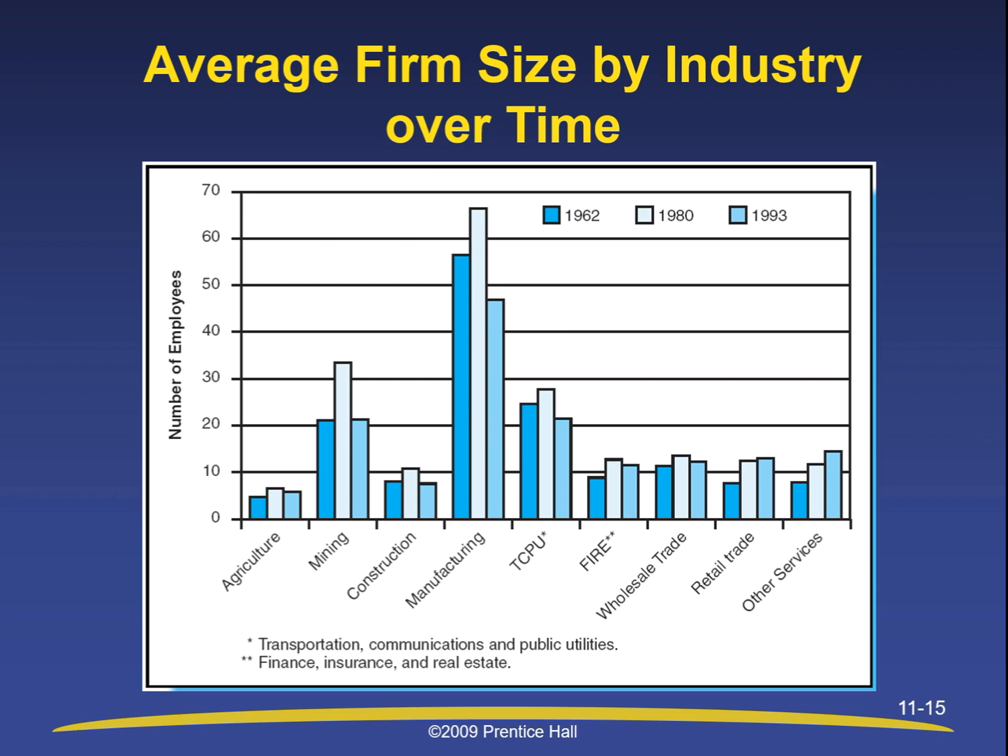On the bar chart, we can see the manufacturing sector has the highest average firm size, with a number of employees ranging from above 40 to just below 70. Second is the mining sector, with employees ranging between 20 and just above 30. Third are transportation, communications, and public utilities, with employees ranging from just above 20 to below 30.